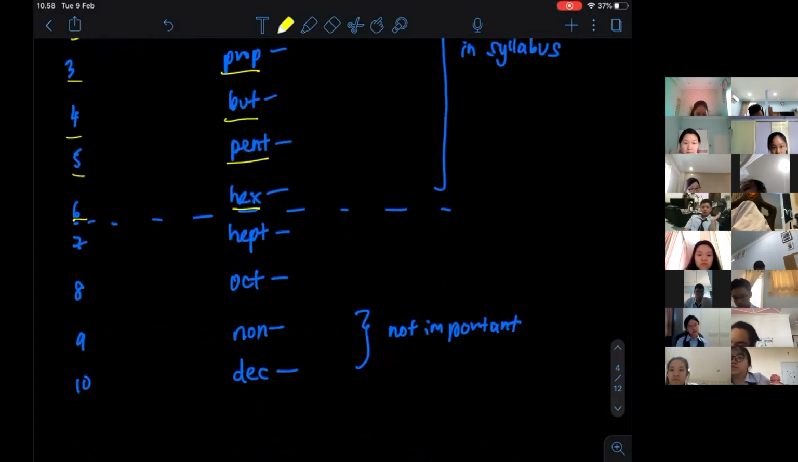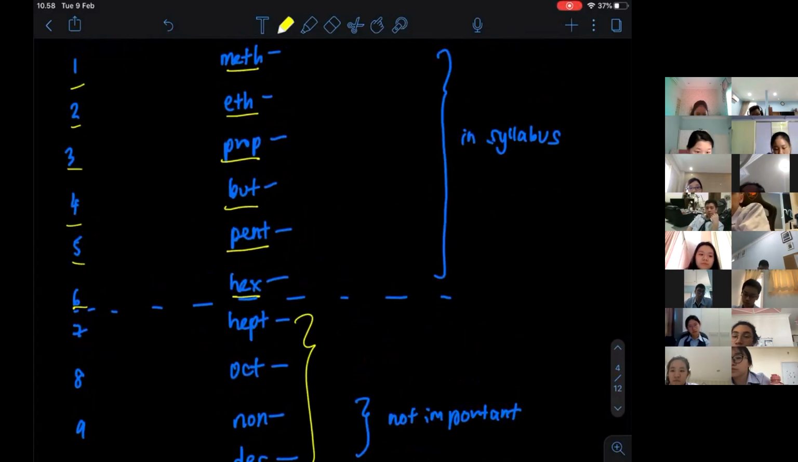I don't care about this. If you want to memorize on your own, up to you. But I want you to memorize the first 6. You must know: met is 1, eth is 2, prop is 3, but is going to be 4, pent is 5, hex is going to be 6.